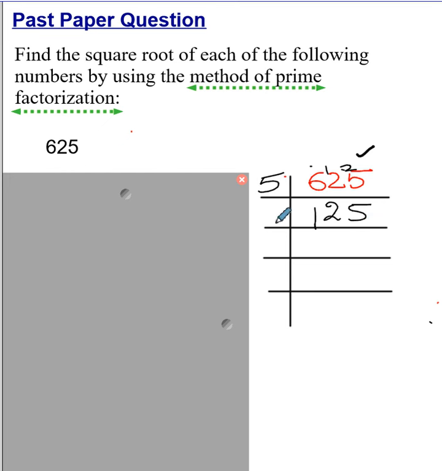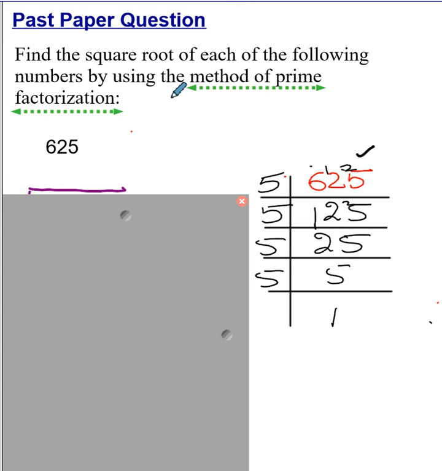Again, the last digit is 5, so I'll divide by the table of 5. So it will be 5 twos are 10 and 12 is here. So 2 will be carried forward. 5 fives are 25. Now it is simple. 5 fives are 25 and 5 ones are 5. So 5 times 5 times 5 times 5 will be equal to 625. So I have to find the square root of 625.